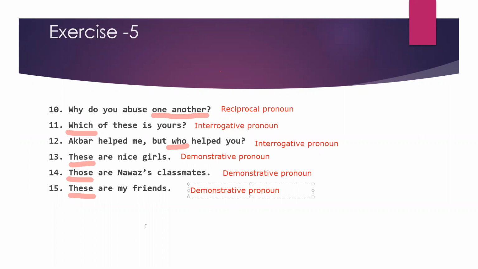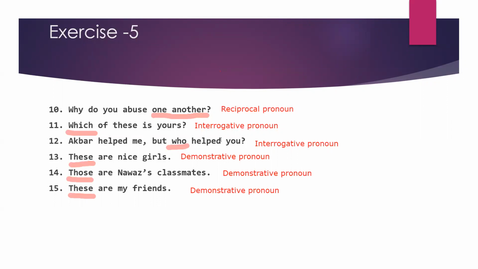Good. So here, dear students, look over here. 15 sentences are in exercise number 5. Which exercise? Exercise 5 we have done over here. 15 sentences we have done. We have underlined the pronouns and also we wrote their kinds, as we learned the three kinds in this chapter, chapter number 3. One was interrogative pronoun, second was a demonstrative pronoun, and third was reciprocal pronoun.